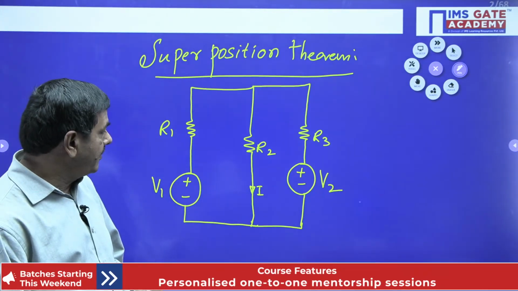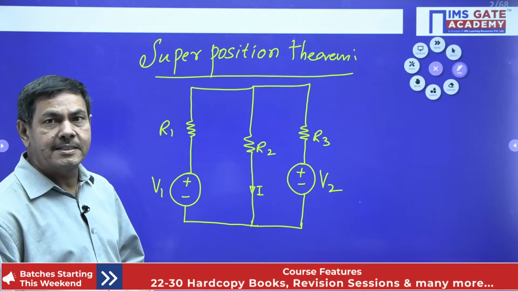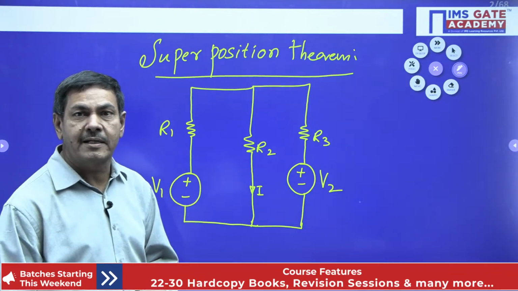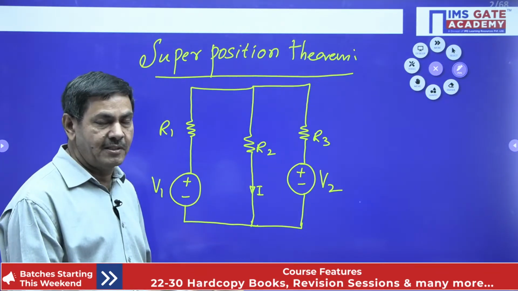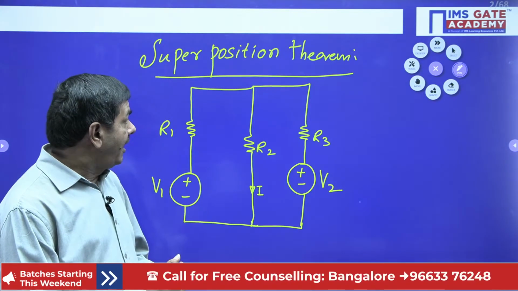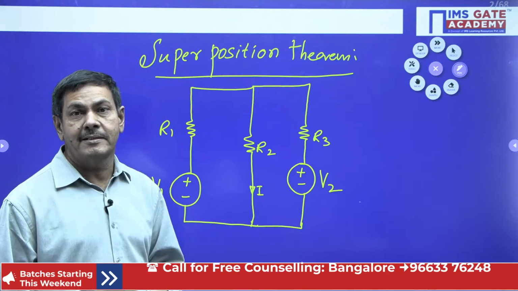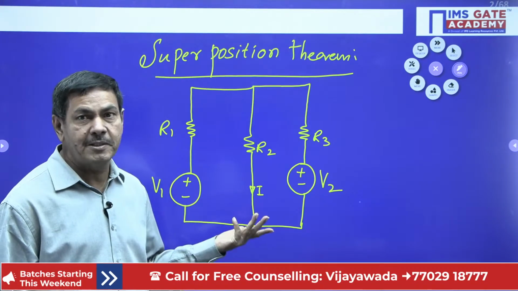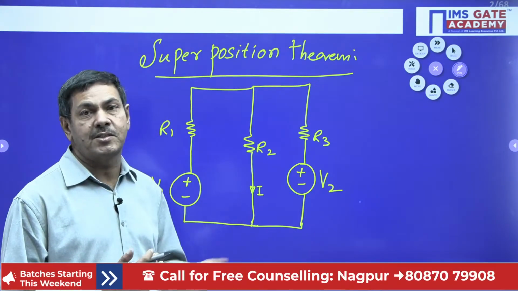The network is given, and the required quantity is the current I. How can we determine this current? Students will generally say, sir, I will apply nodal analysis to find the current. Yes, possible. I am not saying it is not applicable. Some students will say, sir, I will apply mesh analysis. Yes, that is also applicable. One more method is the superposition theorem.